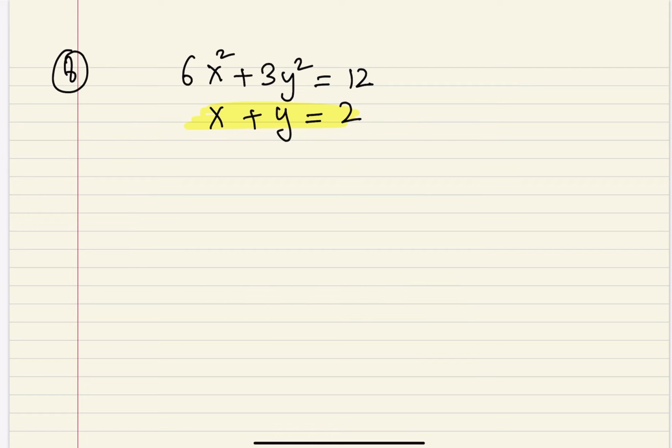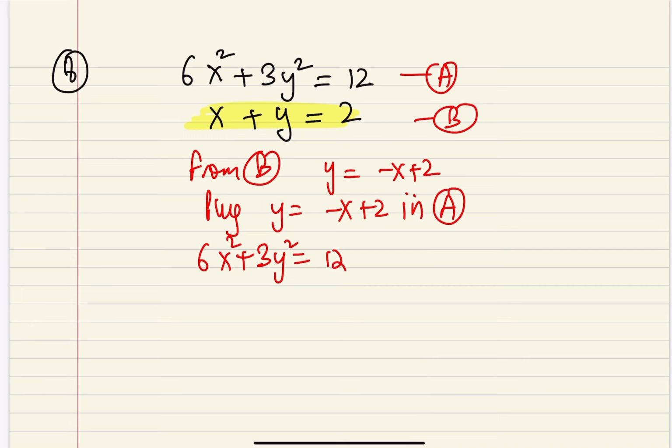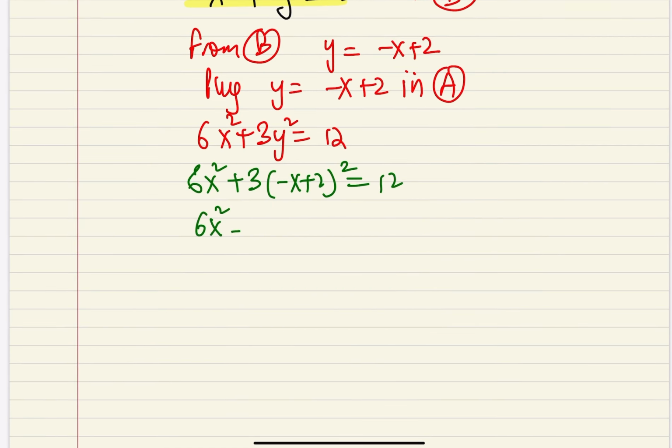So we have to use the substitution method only, which means we can isolate the x or y from either equation. So this is my equation A and B. From the second equation, from B equation, I can see y will be negative x plus 2. So plug y equals negative x plus 2 in A. 6x squared plus 3y squared equals 12. We're going to replace y by negative x plus 2 in here. And let's go ahead and solve.